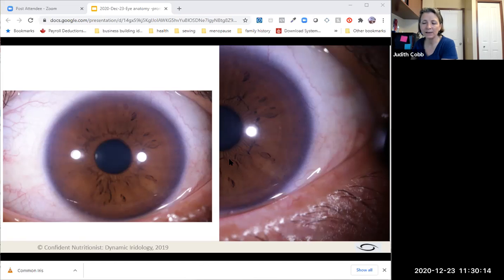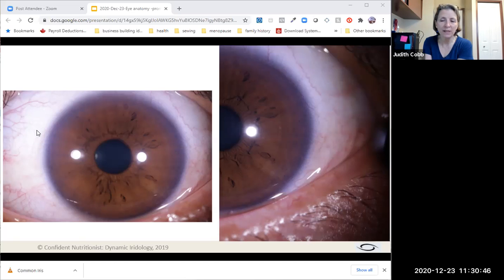Now, this eye does suggest that there may be a potential that this person might have what we call the MTHFR defect. The MTHFR defect is something that can really mess up a woman's chance of getting pregnant or a man's chance of fathering a child, because it has a lot to do with how they handle their folate. And if they don't handle their folate well, it can impact their fertility.